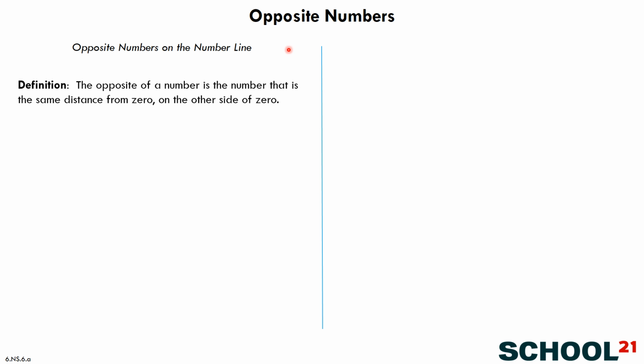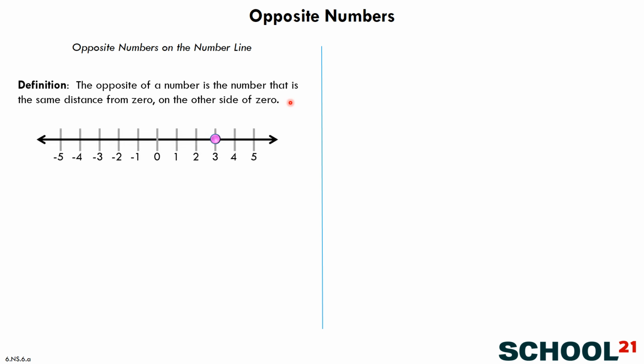So let's read this. The opposite of a number is the number that is the same distance from 0 on the other side of 0. Okay, so that might be a little confusing. So let's go ahead and look at a number line here. So what's this point that I've graphed here on the number line? 3. Yep, positive 3.